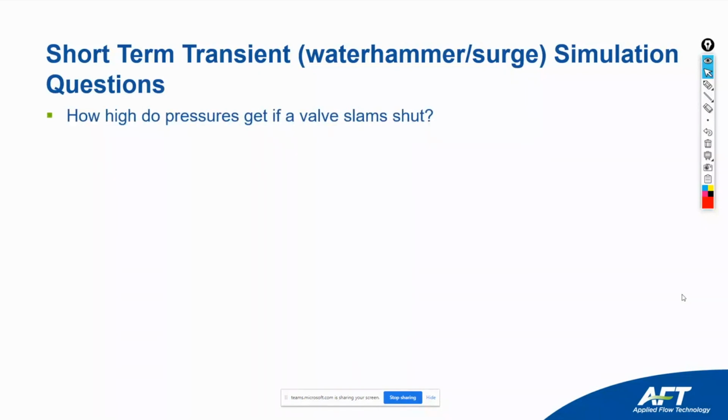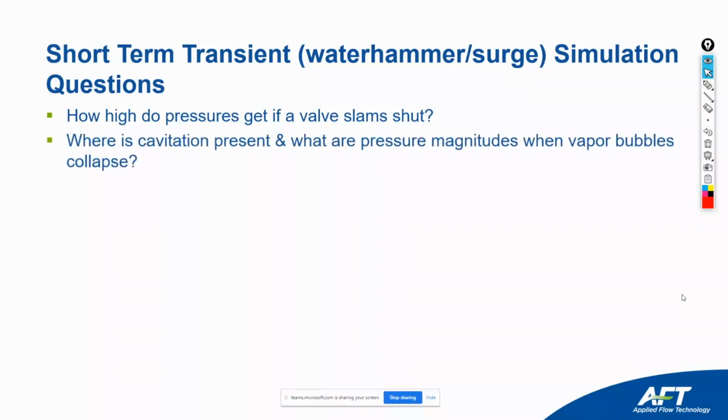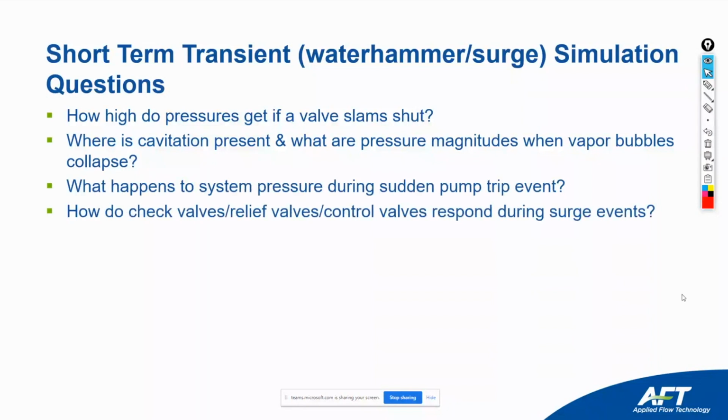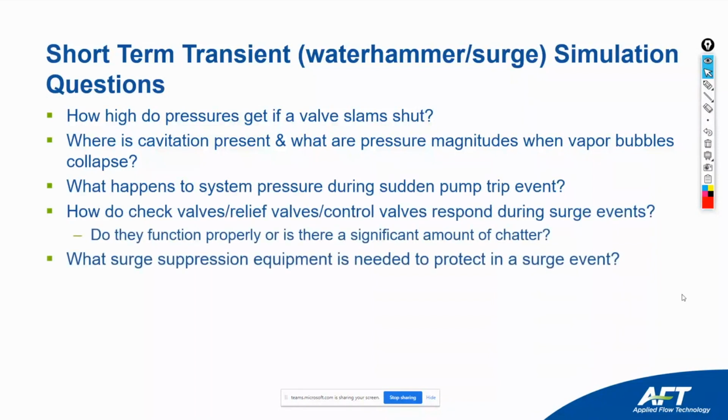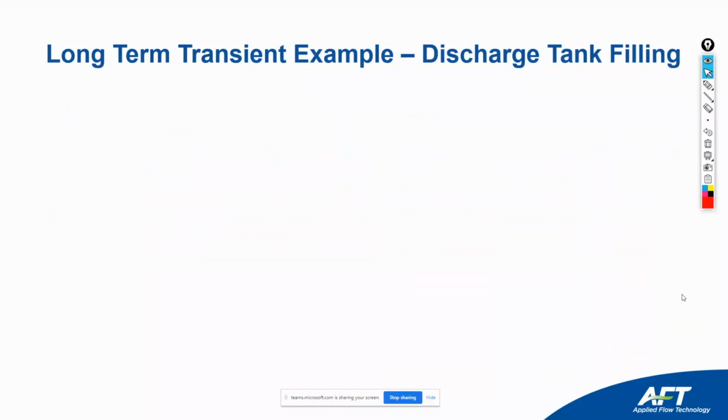So here, what happens when the valves actually slam shut? How high do the pressures get? Do you have cavitation in your system? What are the pressure magnitudes when your vapor bubbles collapse? Different things like that. These are all important questions to keep in mind. And surge suppression equipment is important to pay attention to.